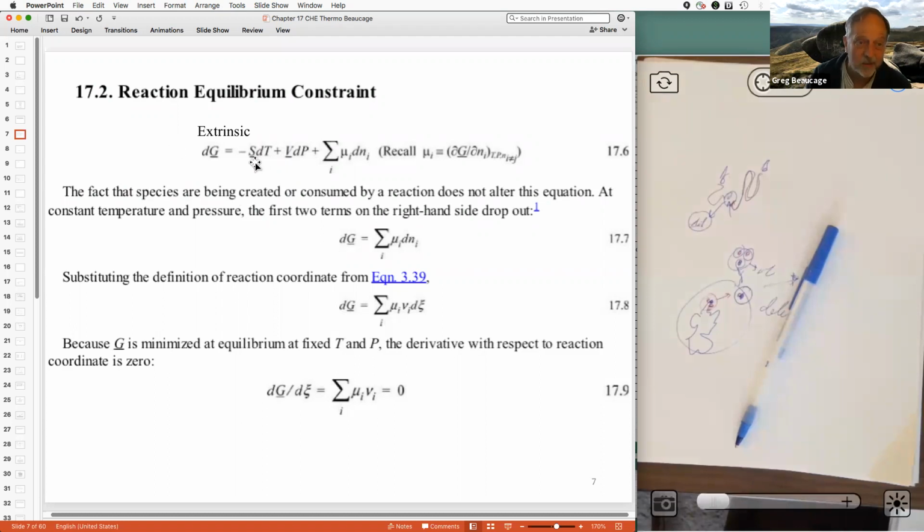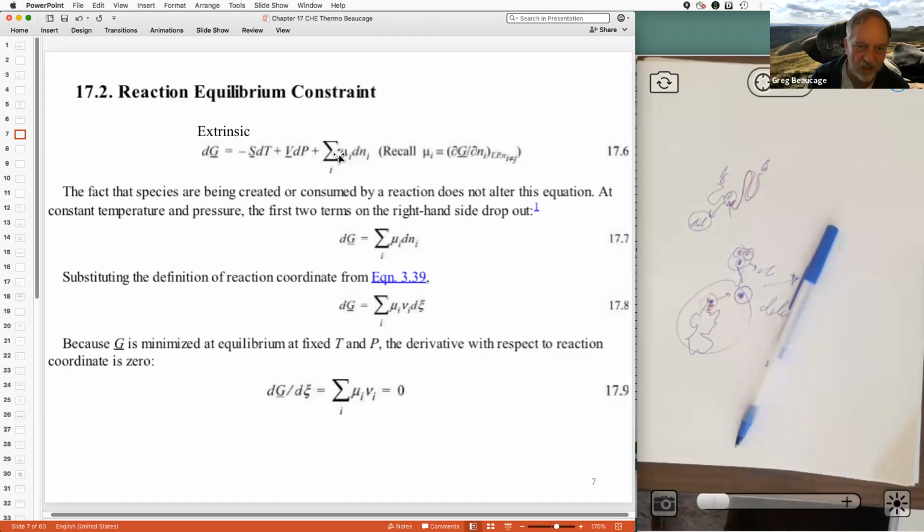So Gibbs from the thermodynamic square is S dT plus V dP. And the reaction is going to run at constant temperature and pressure, hopefully. Right, then we can drop these two terms, and then it's just the chemical potential. So this is the extensive quantity. This is the actual value of Gibbs, not the Gibbs per mole.